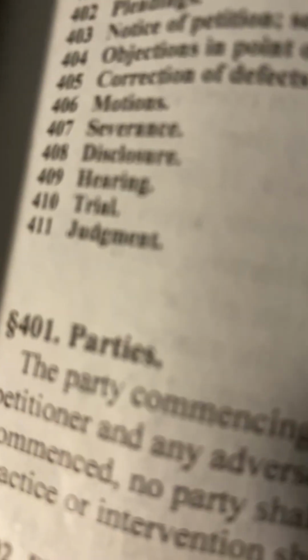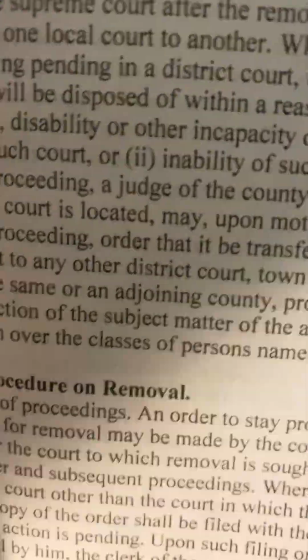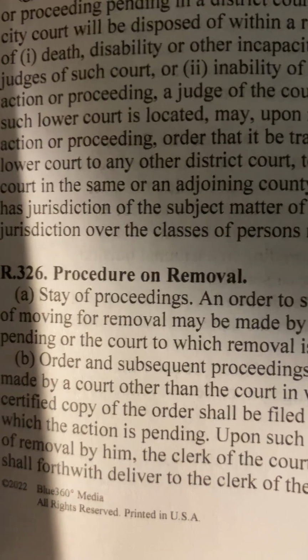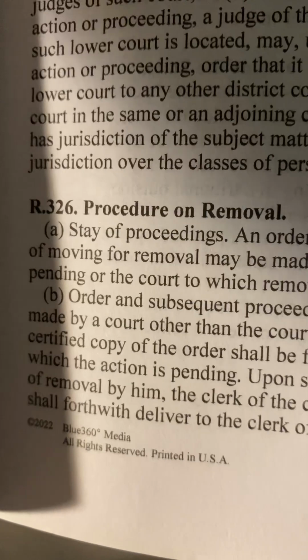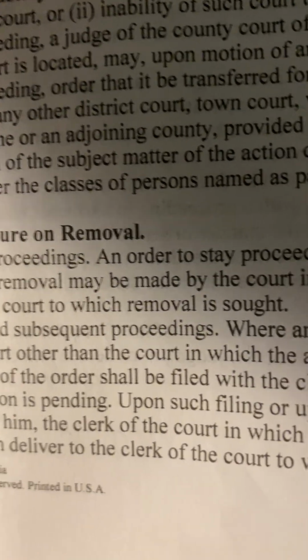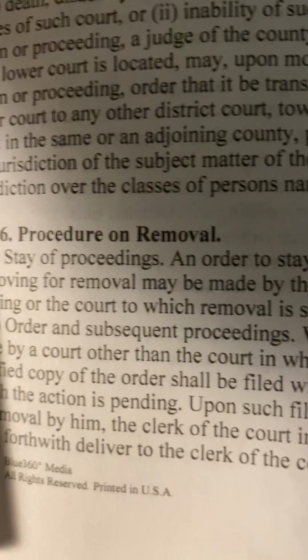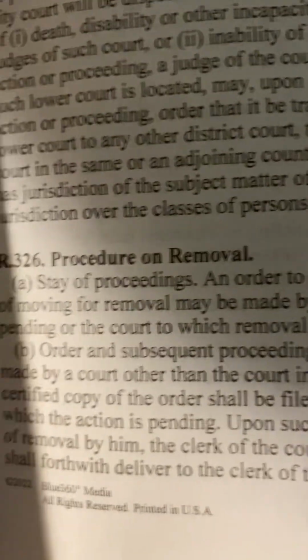Okay. Let me read the actual code now, because you know how important it is to know the actual words. Some of them are in there, some of them I didn't. That's just my quick card. Okay, so 326, procedure on removal. A, stay of proceedings. In order to stay proceedings for the purpose of moving for removal may be made by the court in which the action is pending or the court to which removal is sought. So either court can stay proceedings.